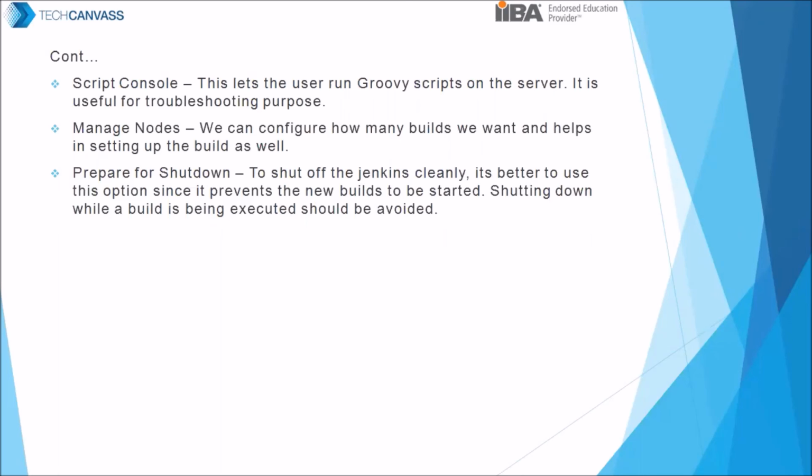Prepare for shutdown. So normally the builds are continuously getting created on Jenkins. So what happens if I want to shut down Jenkins? The already running build may get interrupted. So what we do is we click on prepare for shutdown. The ones which are already running will run, but it will not take new builds for running. So shutting down becomes clean, and any issues in the new build which is in progress will be taken care of.